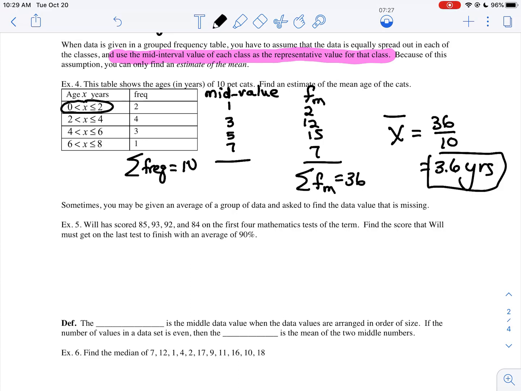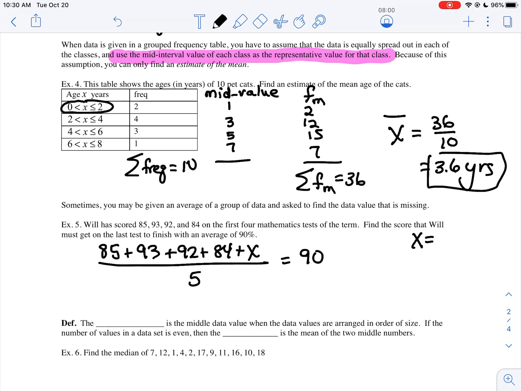Sometimes you may be given an average of a group of data and asked to find the data value that is missing. So in this example, Will has scored 85, 93, 92, and 84 on the first 4 mathematics tests of the term. Find the score that Will must get on the last test to finish with an average of 90%. So I would do 85 plus 93 plus 92 plus 84 plus x, and there are 5 tests. So x is the score on the 5th test, or final test.